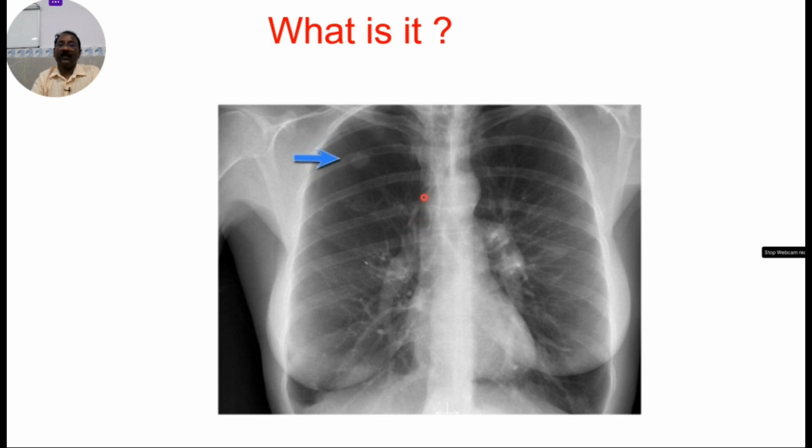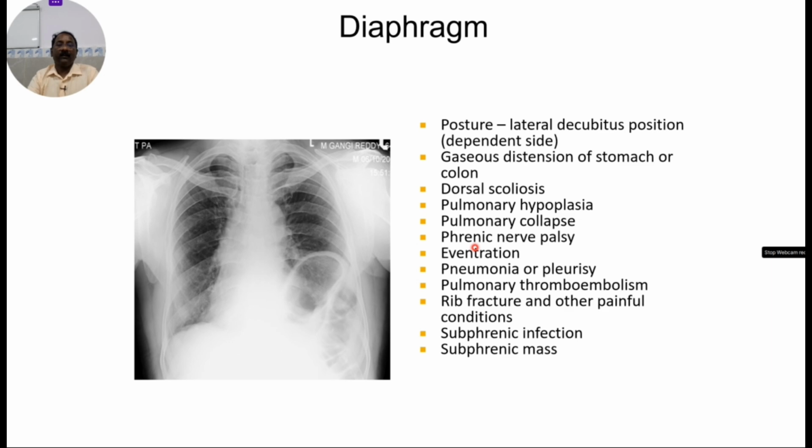Okay. So this is the ascending aorta. So this is the aorta. So the diaphragm. See the difference here. The right diaphragm is at a lower level, the left diaphragm is at a higher level, and there is some eventration of the diaphragm. So this is the diaphragm. Causes include posture, gaseous distension of the stomach or the colon, dorsal scoliosis, pulmonary hypoplasia, pulmonary collapse, phrenic nerve palsy, pneumonia or pleurisy, thromboembolism, rib fractures, subphrenic infection, subphrenic mass.